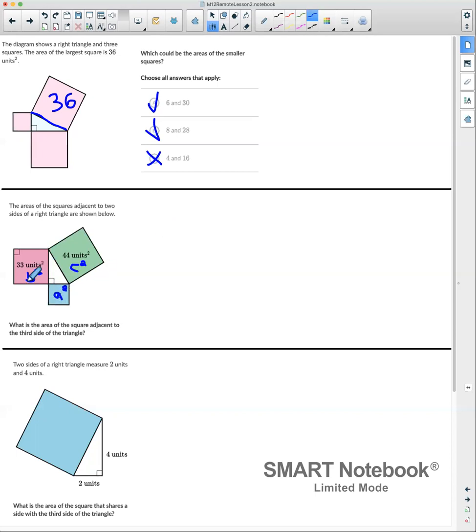We know that a squared plus b squared is equal to c squared. So we have some value plus 33 is equal to 44. The area is going to be 11. Okay.